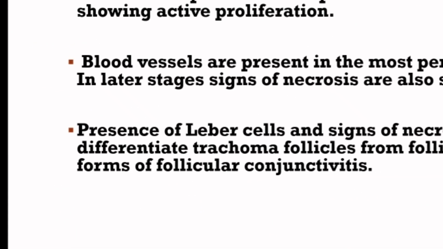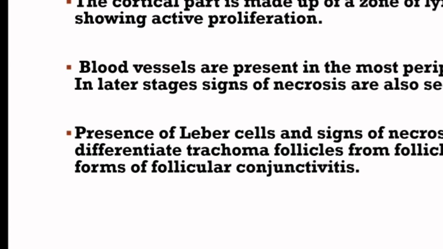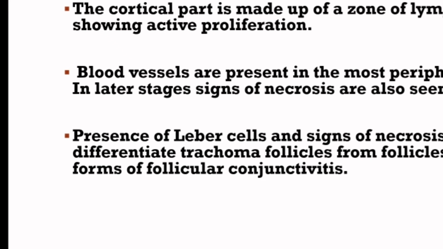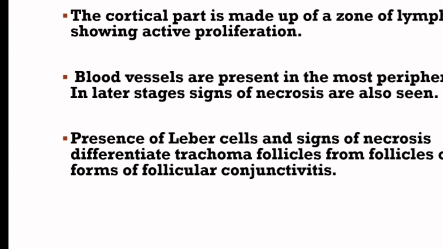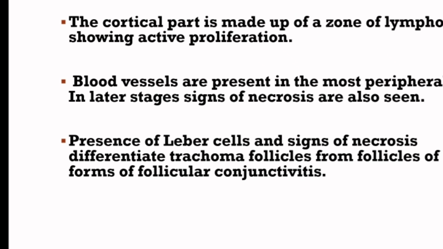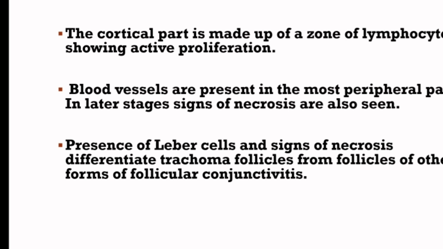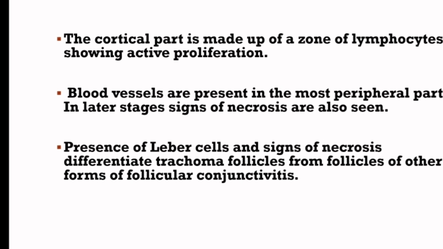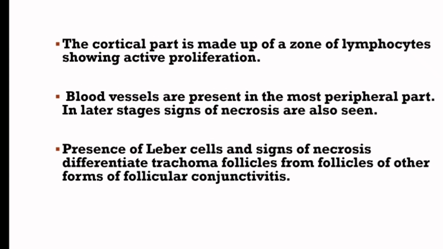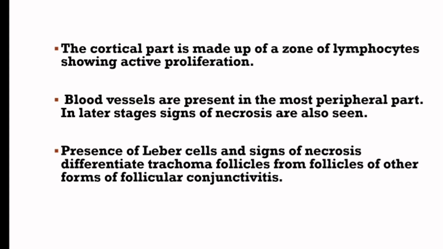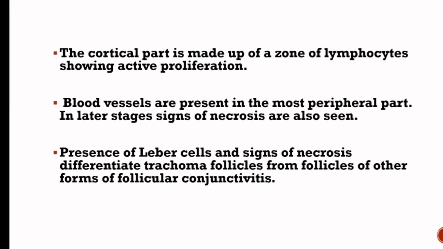The cortical part is made up of zone of lymphocytes showing active proliferation. Blood vessels are present in the most peripheral part. In later stages, signs of necrosis are also seen. Presence of Leber cells and signs of necrosis differentiate trachoma follicles from follicles of other forms of follicular conjunctivitis.